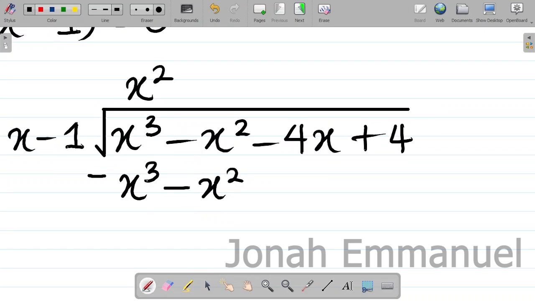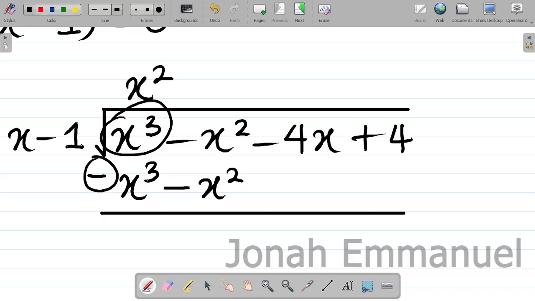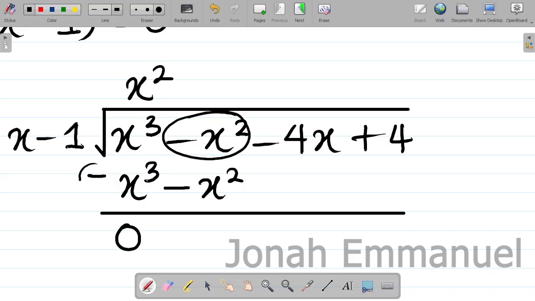To solve this, I'll have to subtract this. And in subtracting this, the first term is simply x cubed minus x cubed. X cubed minus x cubed means it is cancelling itself. So that becomes 0, right? So that's 0. Next up, what I have here is x squared minus x squared.